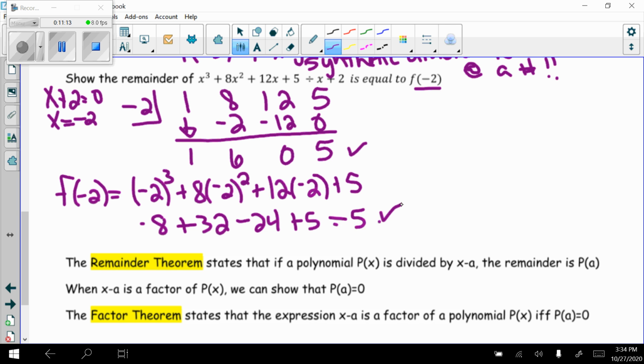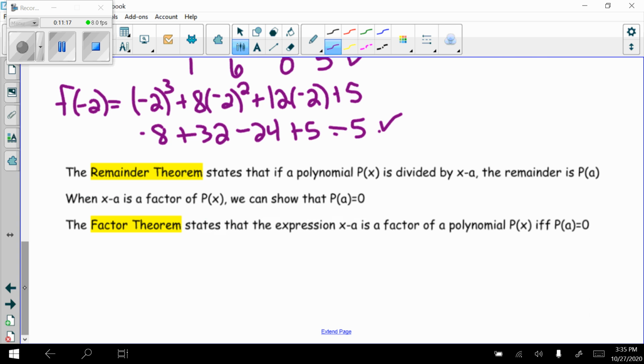Okay? So of course we have some theorems about that. The first one is called the remainder theorem. The remainder theorem states that if a polynomial, p of x, is divided by x minus a, the remainder is p of a. When x minus a is a factor of p of x, we can show that p of a is equal to 0. This is called the factor theorem.